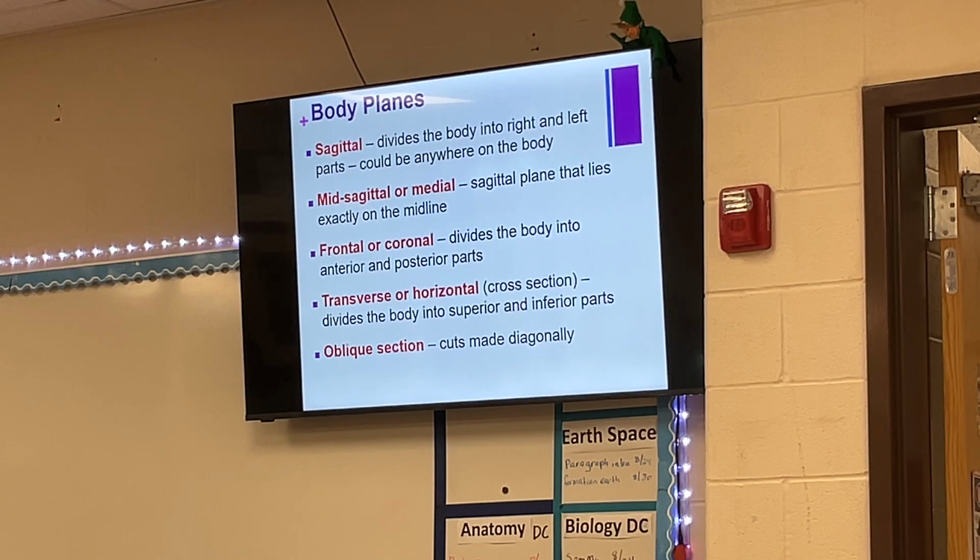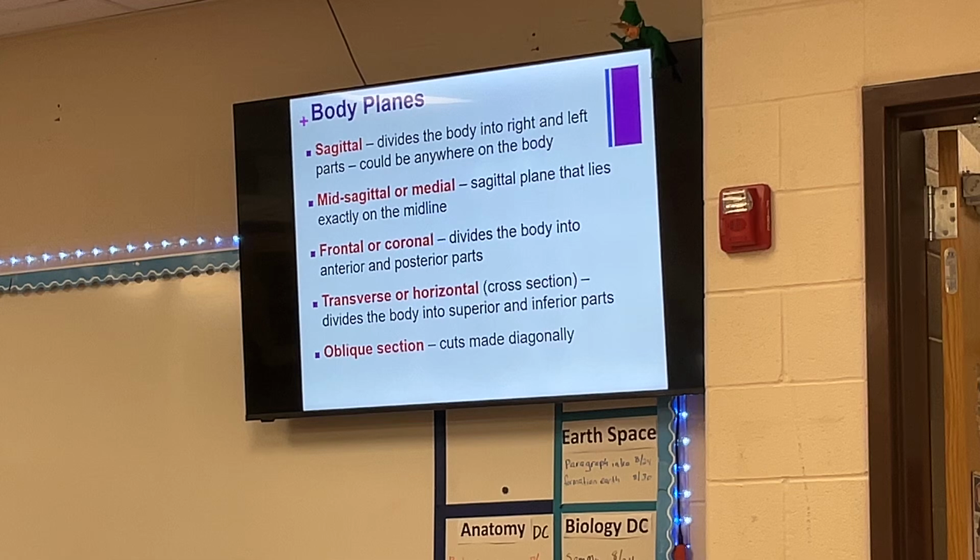A transverse or horizontal section is where you get cut in half across the middle. But it helps you remember it. Transverse, horizontal, also called a cross section. And then an oblique section is diagonal cuts.